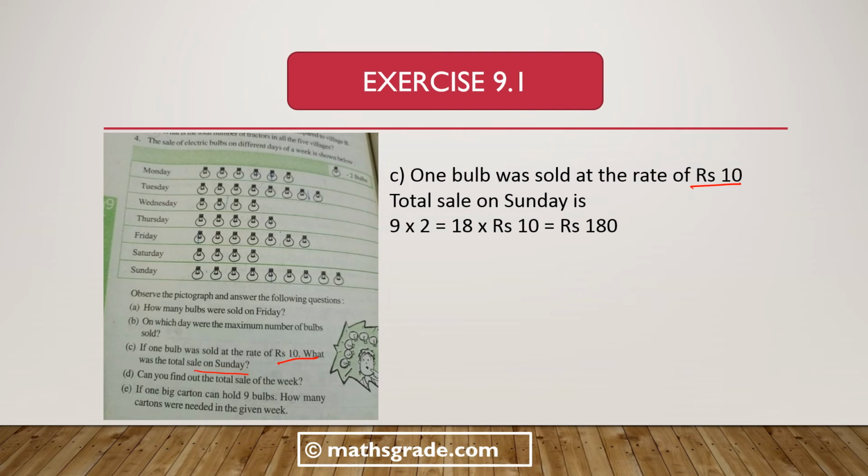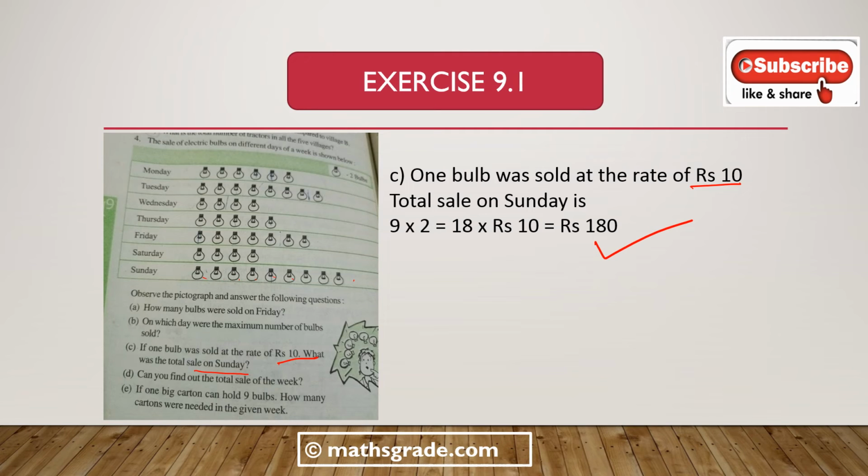On Sunday there are 1, 2, 3, 4, 5, 6, 7, 8, 9. 9 bulbs were sold, and one pictograph image is 2 bulbs. So 9 multiplied by 2, that is 18. So we have to multiply 18 with one bulb sold at the rate of 10 rupees. So 18 bulbs were sold at the rate of 18 multiplied by 10, that is 180. And 180 rupees is our answer. So the total sale on Sunday is 180 rupees.